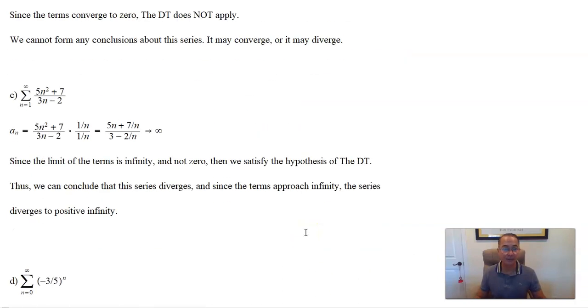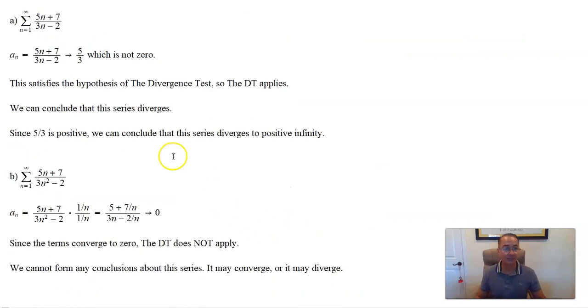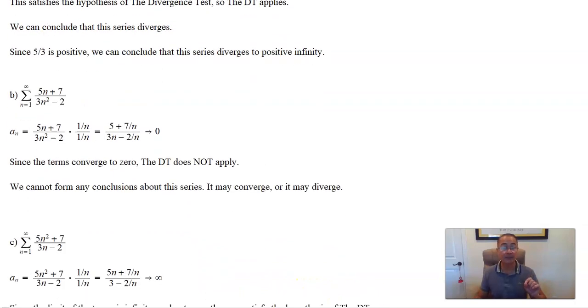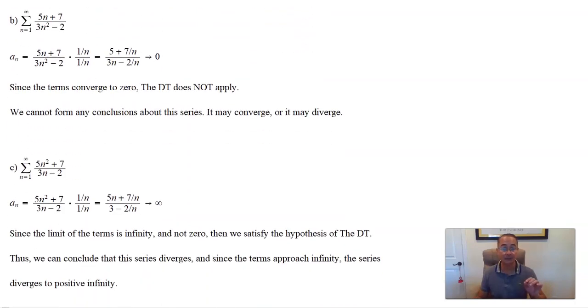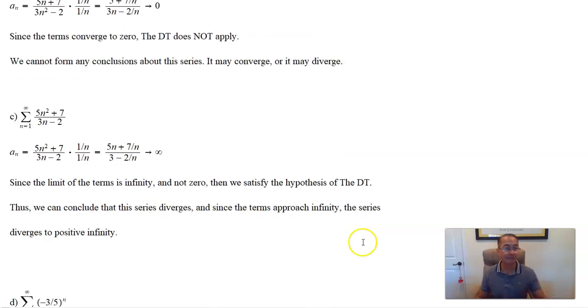You don't believe me? Let's go back to the first example. The terms here do not go to 0, so we can conclude that the series diverges. The terms here do go to 0. The test does not apply. We cannot form any conclusions. It may converge, it may diverge. We're going to see something else in a couple of videos that will allow us to make a decision.